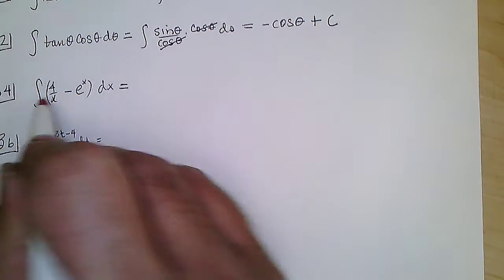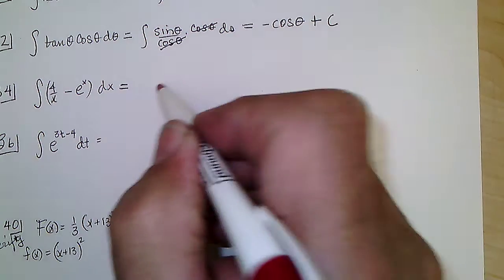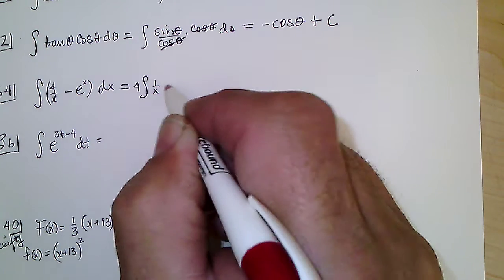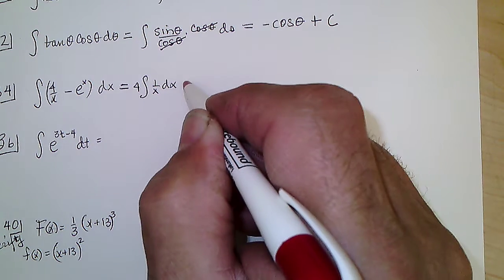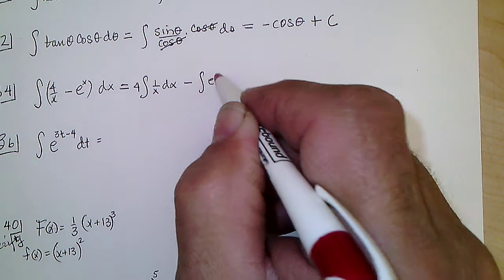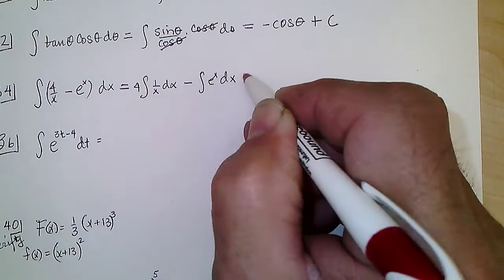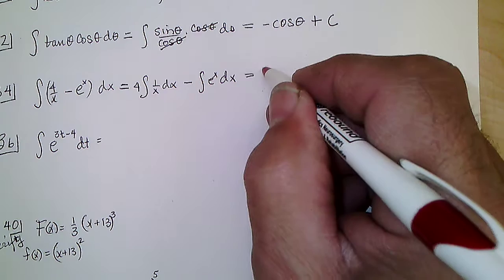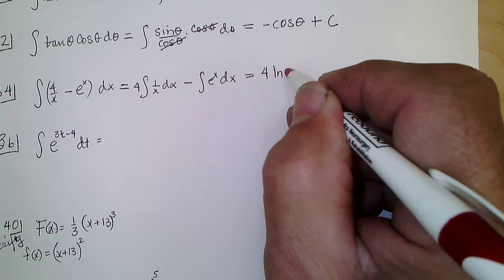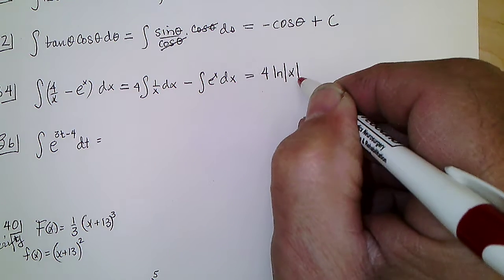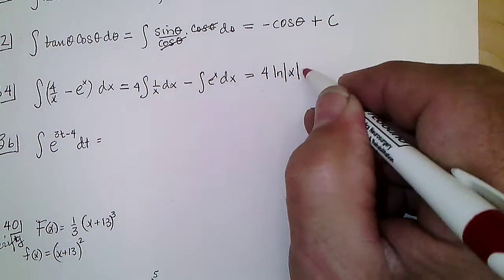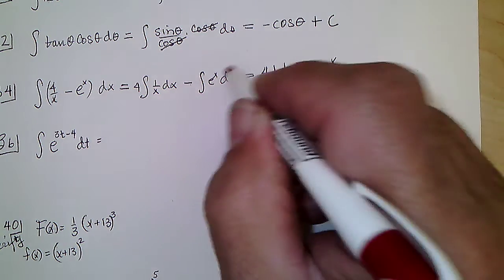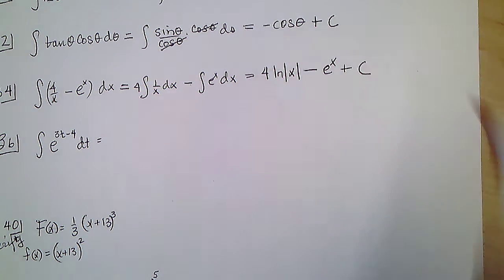This one, I can split up into 2 because they're subtracting, and so I'm going to have the integral, and I'm going to pull the 4 out of 1 over x dx minus the integral of e to the x dx. And so this is 4 times the integral of 1 over x, which is ln absolute value of x, minus the integral of e to the x, which is e to the x because the derivative of e to the x is e to the x. And then there's a constant.